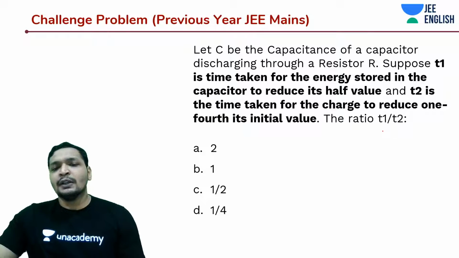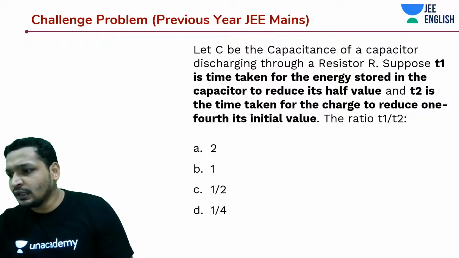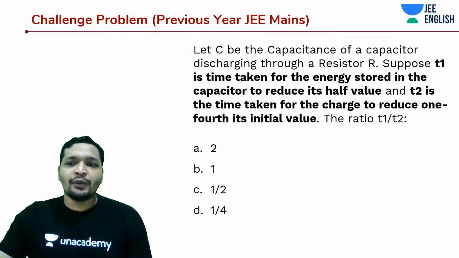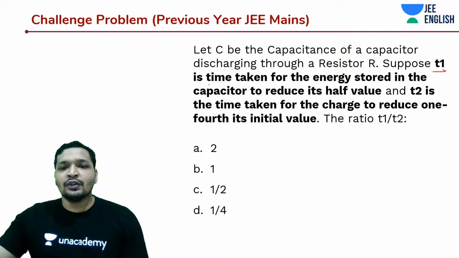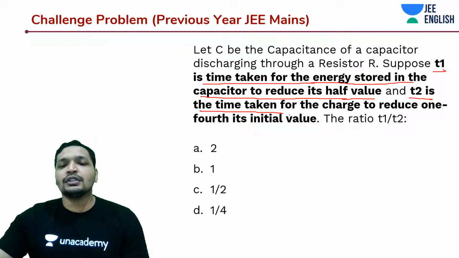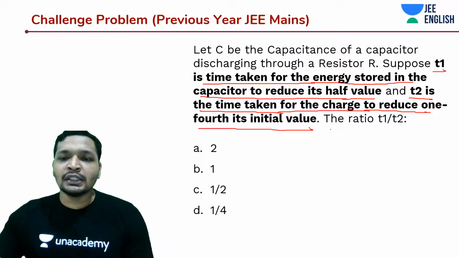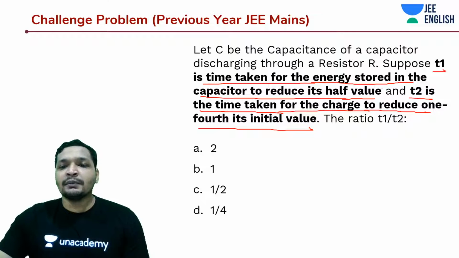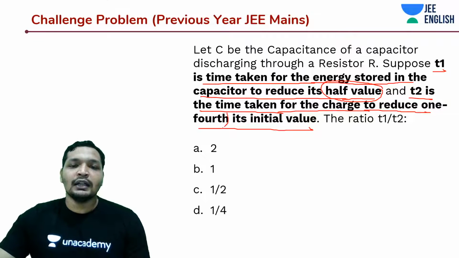We just derived the equations. So what is this question saying? Let a capacitor of capacitance C be discharging through a resistor R. Students, start answering the question. Suppose time t1 is taken for the energy stored in the capacitor to reduce to half, and t2 is the time taken for the charge to reduce to 1/4 of its initial value. You will not get things highlighted like this in your exam, but I have highlighted it for you. So two things are given to you: time t1 where the energy stored becomes half, and time t2 where your charge becomes 1/4.